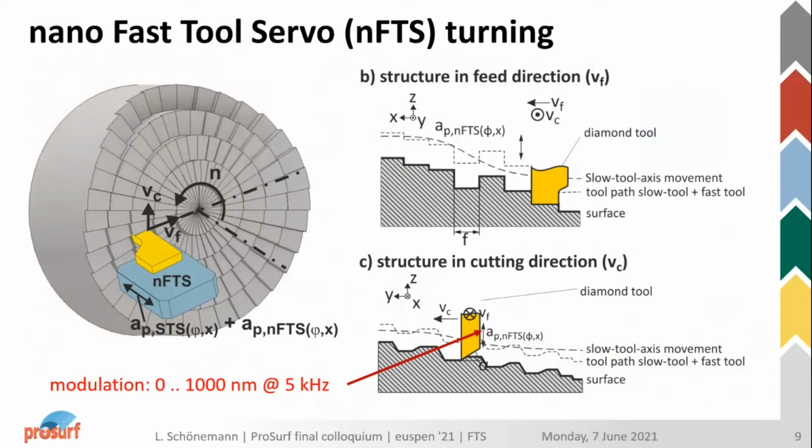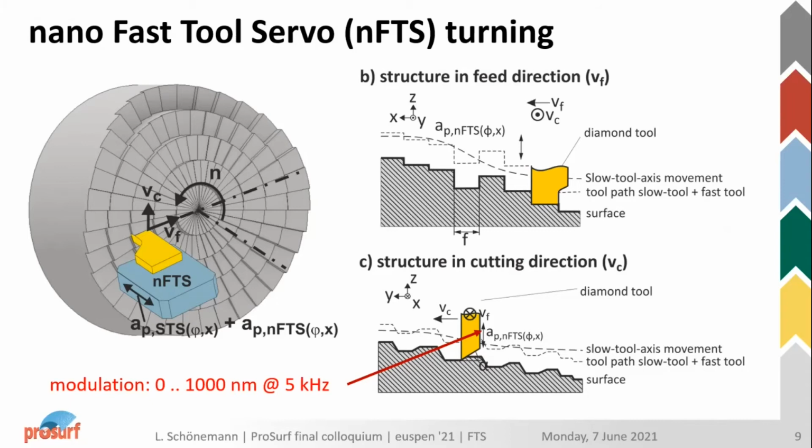The important feature in this case is that we have a Fast Tool Servo that operates in a range between 0 and about 1,000 nanometers, so a very small scale of amplitude, but can work at a bandwidth of 5 kilohertz, so that we have a typical turning operation with about 100 RPM and still have enough capacity for generating enough features per revolution on this turning setup.